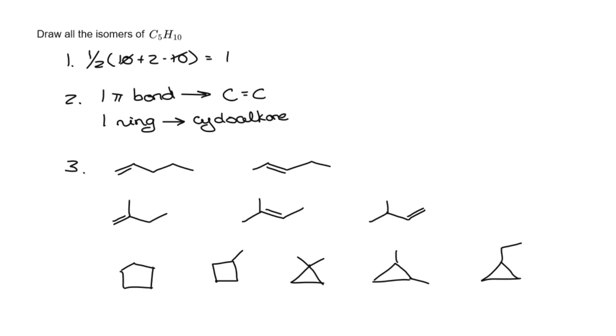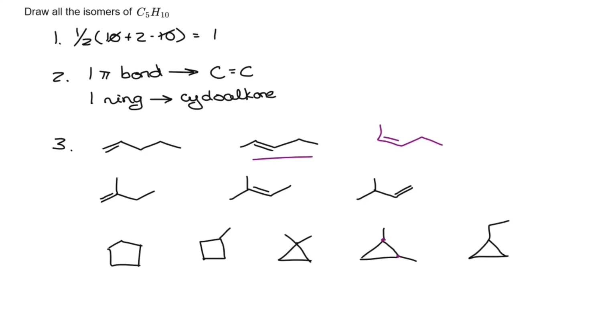Now, if you want to draw all the isomers, you have to include the stereoisomers, and those would be cis-trans alkenes, of which here there's only one possibility, which is this one. You can make the cis version of it. And you also want to look for chiral carbons, and here there's just one structure with chiral carbons, which is this one.